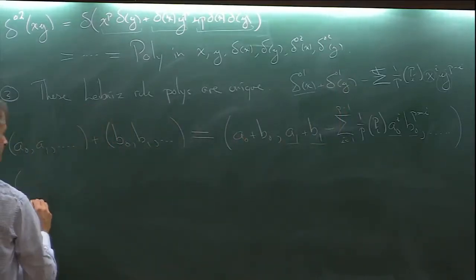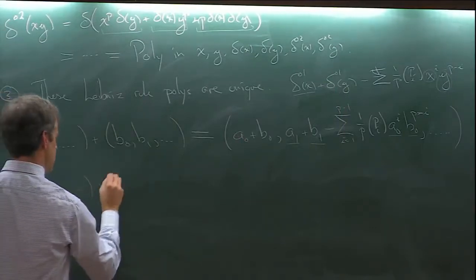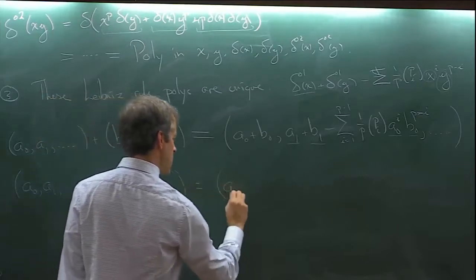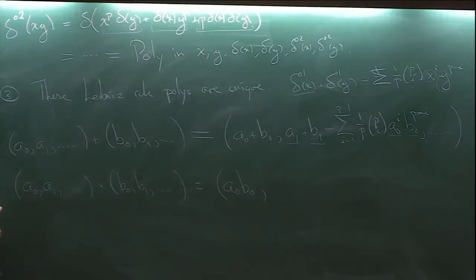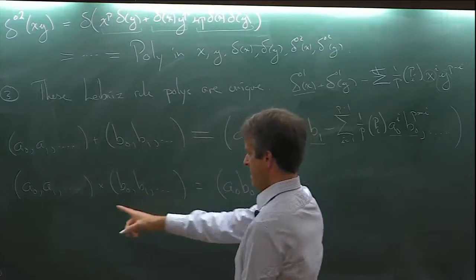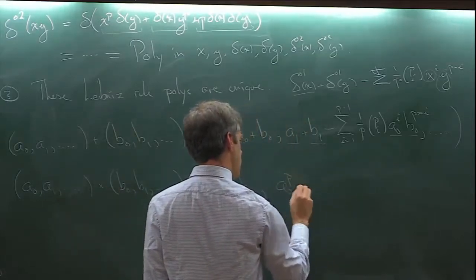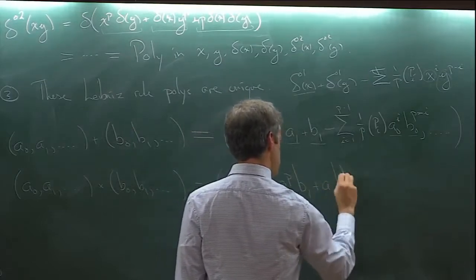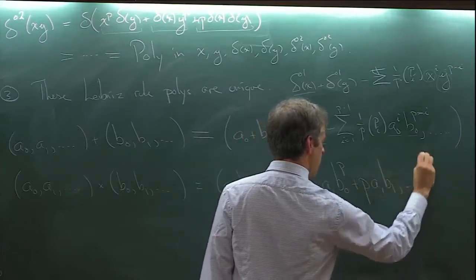And similarly for multiplication, a0, a1 times b0, b1 is a0 b0. Again, the Leibniz rule for the 0th derivative of a product is just the product itself. And then at the next component, we do the one that we discovered before. So a0 to the power p times b1 plus a1 times b0 to the power p plus p a1 b1. And then they keep going.